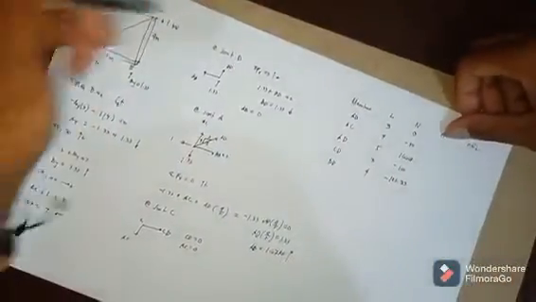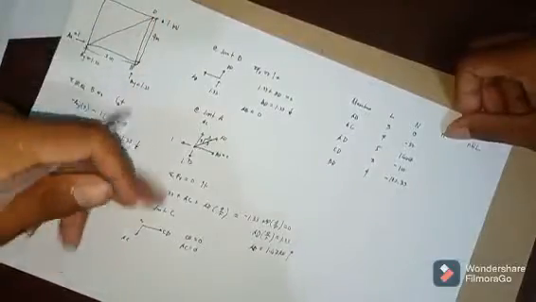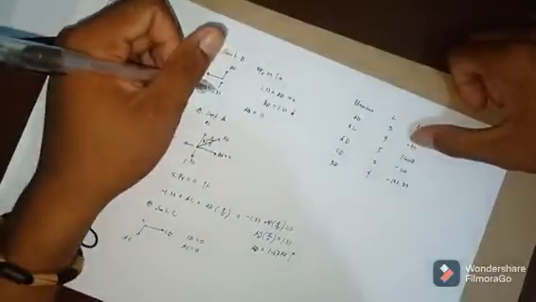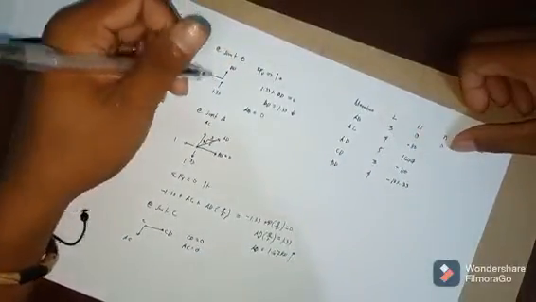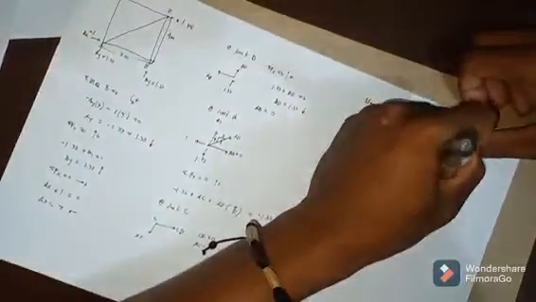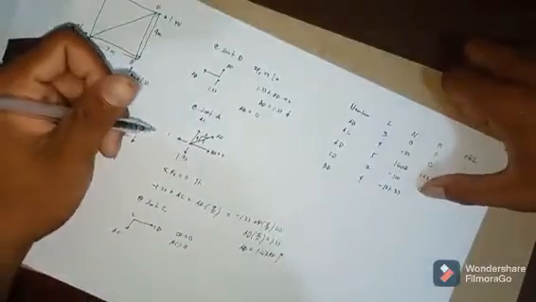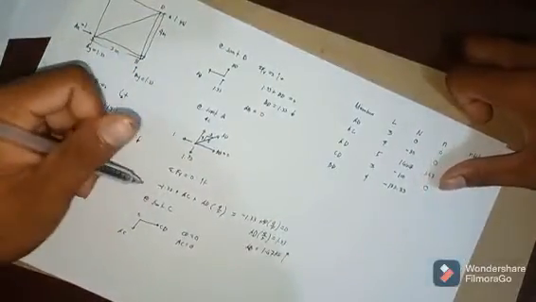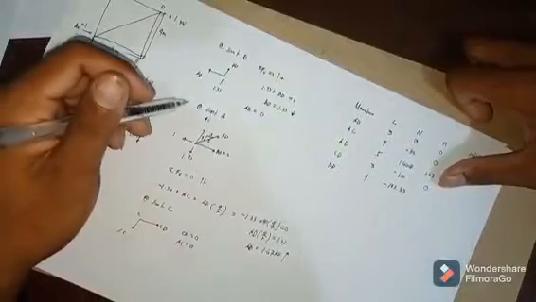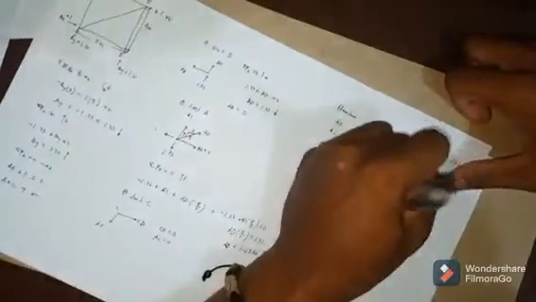Then in the virtual system, AB is 0. AC is 0. CD is 0. And AD is positive 1.67. And BD is downward, so negative 1.33.